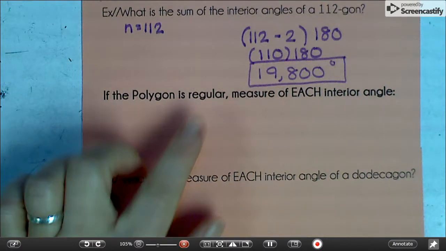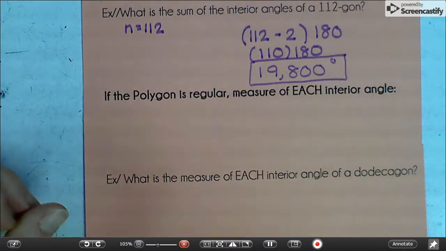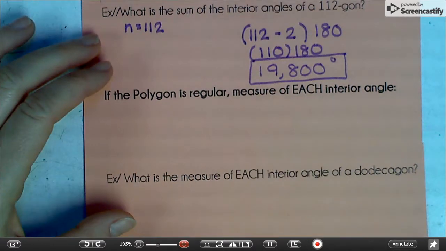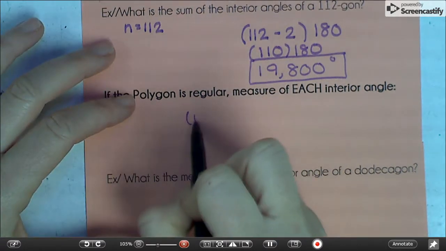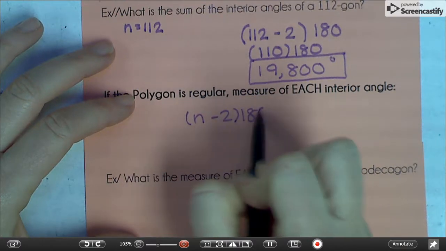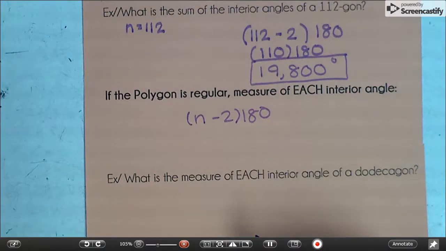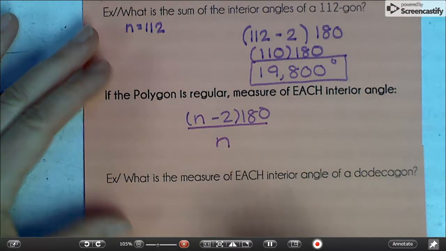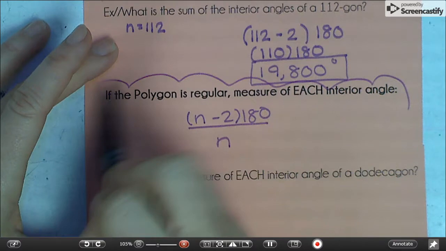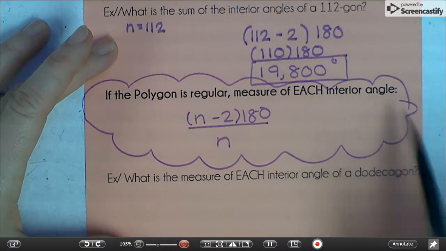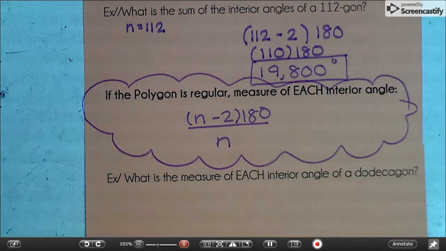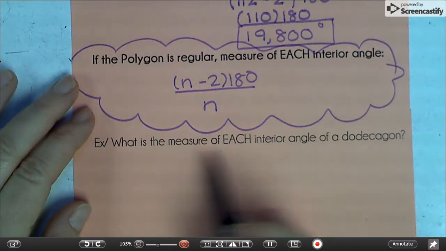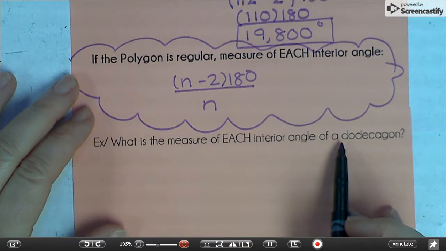If the polygon is regular, meaning that all the sides are congruent, then the measure of each interior angle can also be found. The first step for that is to do the total, n minus 2 times 180, the sum of the interior angles, and then divide that by the number of sides. Just like in a triangle, if it has 180 degrees and it's equilateral, we divide it by 3 and get each angle is 60. So what is the measure of each angle of a dodecagon?